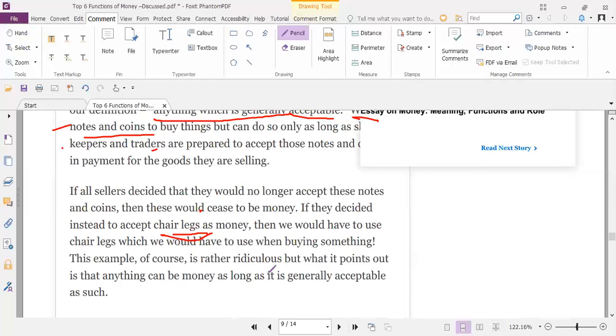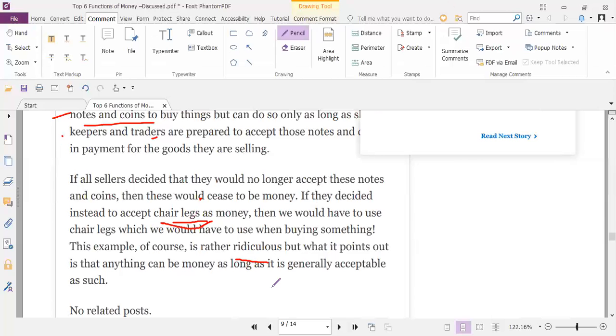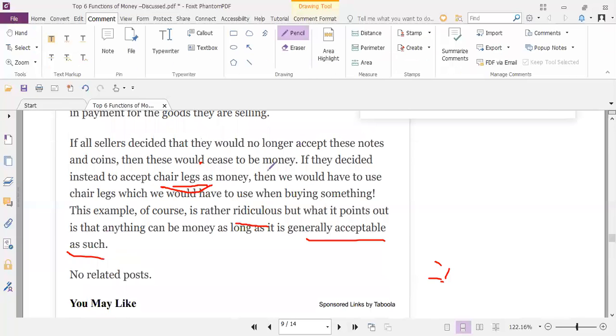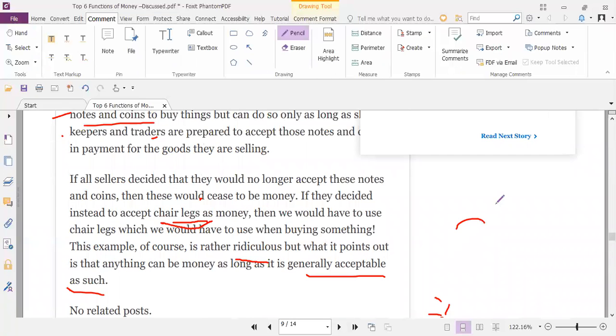This is very ridiculous, but what it points out is that anything can be money as long as it is generally acceptable as such. So money can be anything like coins or paper notes, right? Anything can be money that is generally accepted. These days we are also making online payments and all. So that is also money if it is generally acceptable, right?